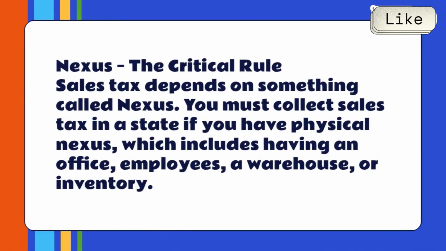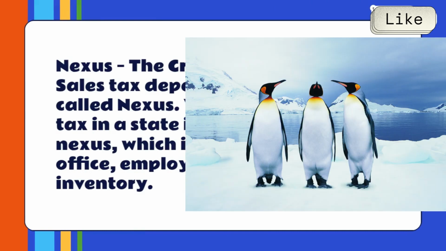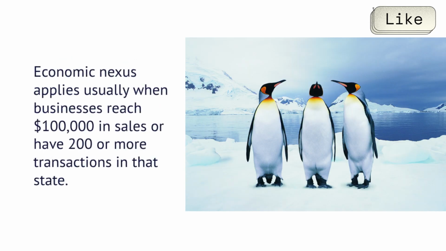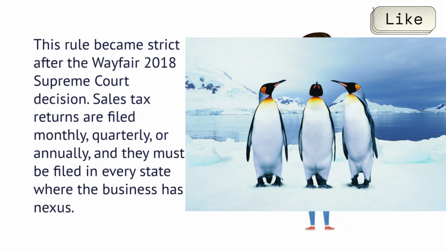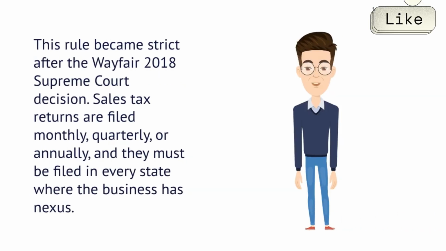The critical rule: sales tax depends on something called nexus. You must collect sales tax in a state if you have physical nexus, which includes having an office, employees, a warehouse, or inventory. Economic nexus applies usually when businesses reach $100,000 in sales or have 200 or more transactions in that state. This rule became strict after the Wayfair 2018 Supreme Court decision.